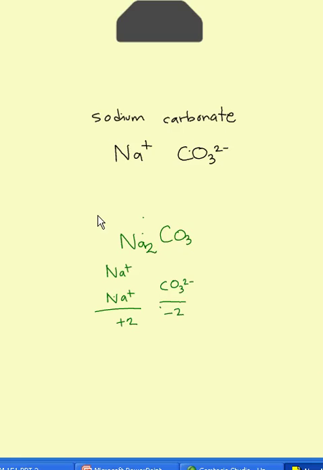Now notice in the formula the charges are not written anywhere. If you write the charges in a formula, you will have points taken off. The formula has no charges. We do have to write out the charges to figure out the correct ratio, but our final answer should have no charges. Next, let's look at aluminum hydroxide.